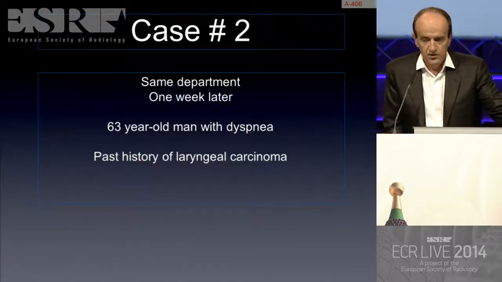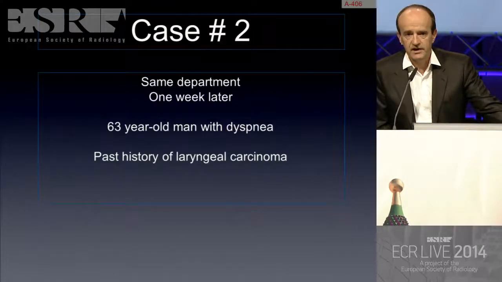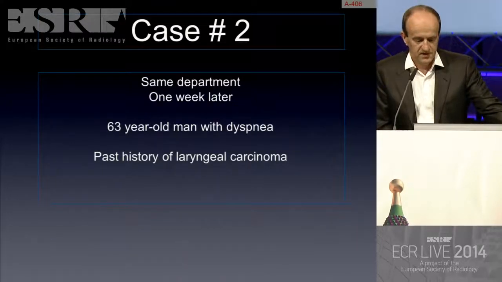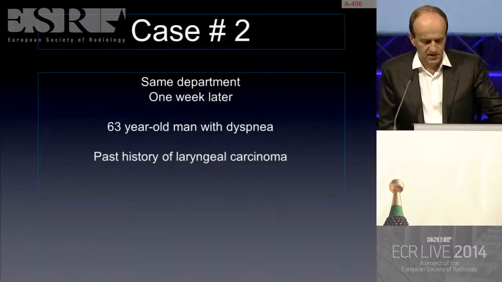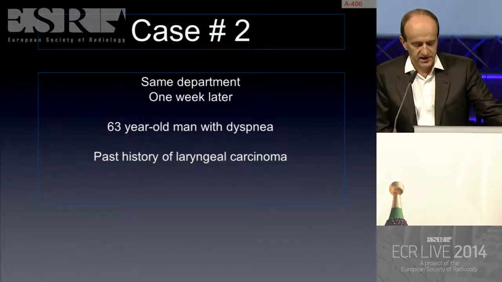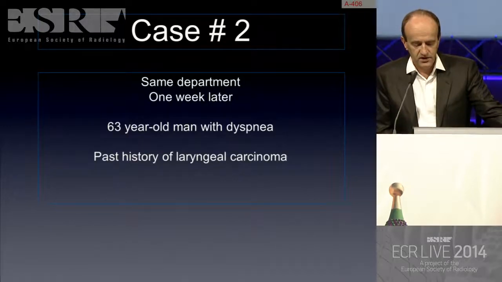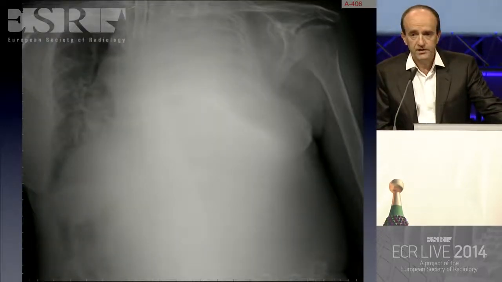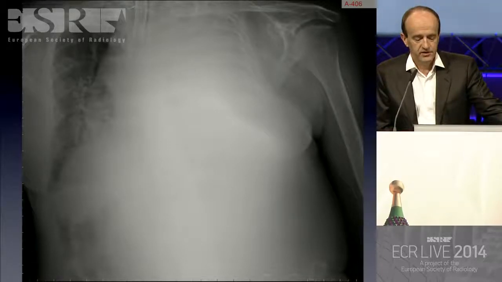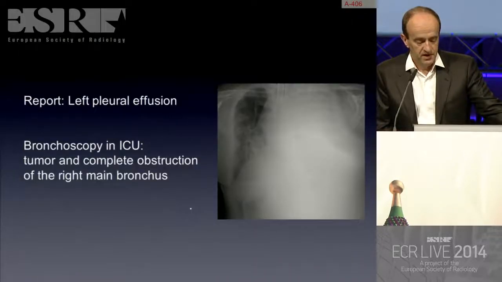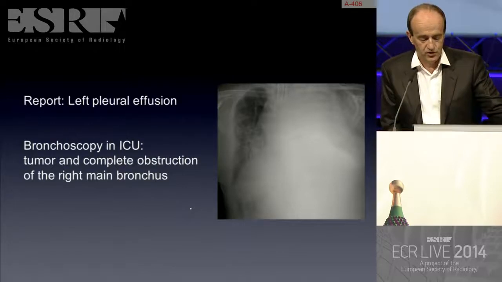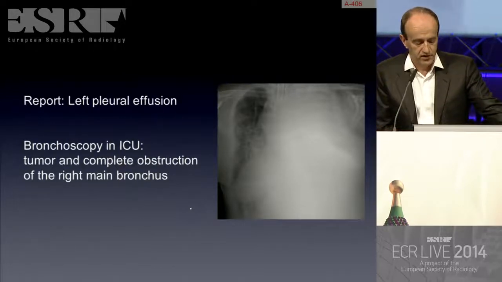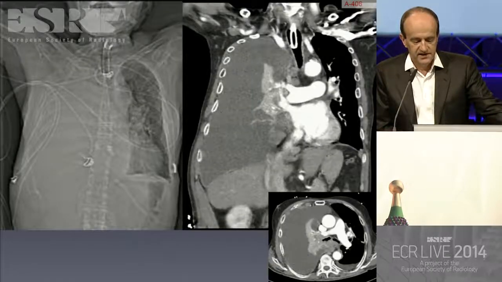So, you may think that this kind of error never happens twice. In the same department 10 days later, a 63-year-old man presenting with dyspnea and a past history of laryngeal carcinoma. Here is the radiograph. And we reported a left pleural effusion. However, at bronchoscopy in the ICU, a tumor and a complete obstruction of the right main stem bronchus was observed. At CT, the effusion is on the right.